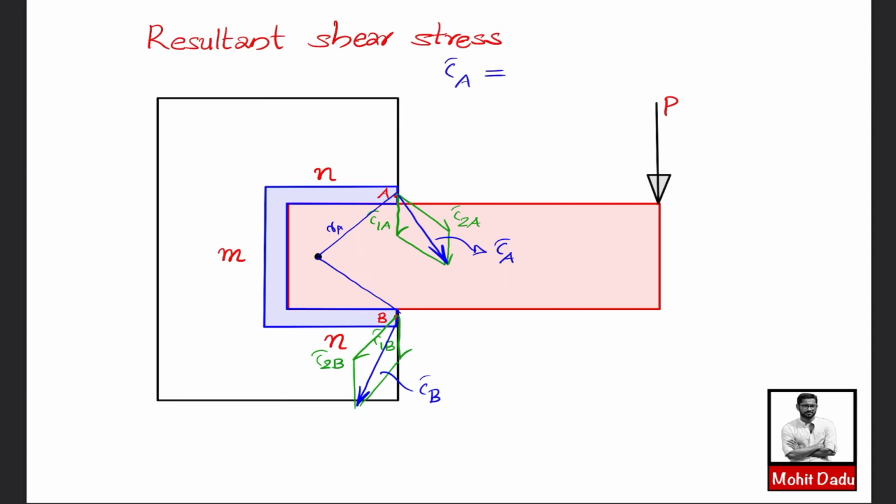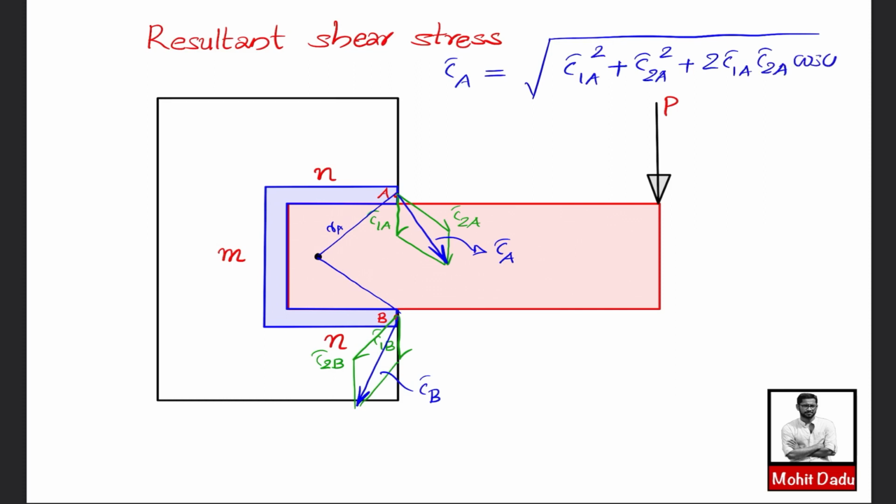Here we will take tau A, as any of these can be used for design. This tau A will be equal to the square root of tau 1A squared plus tau 2A squared plus 2 tau 1A tau 2A cos theta A, where theta A is the angle between the primary and secondary. This can be evaluated from this figure, and the same theta A will also be the angle between primary and secondary at the other point. So from this figure you can evaluate theta A.